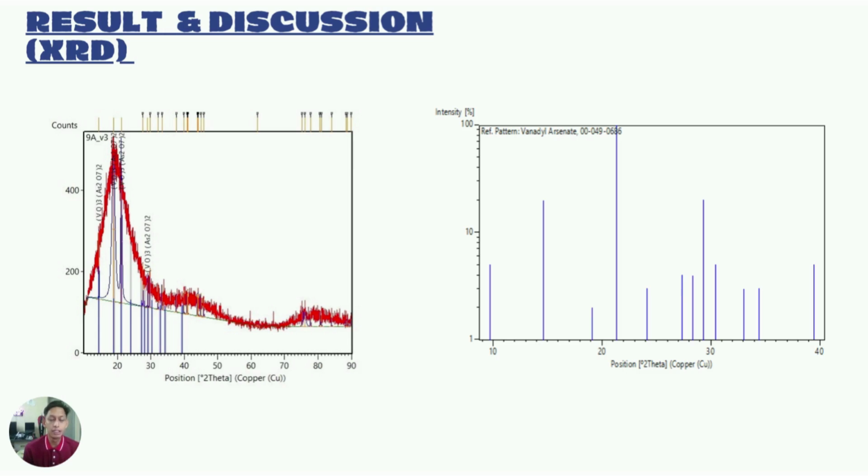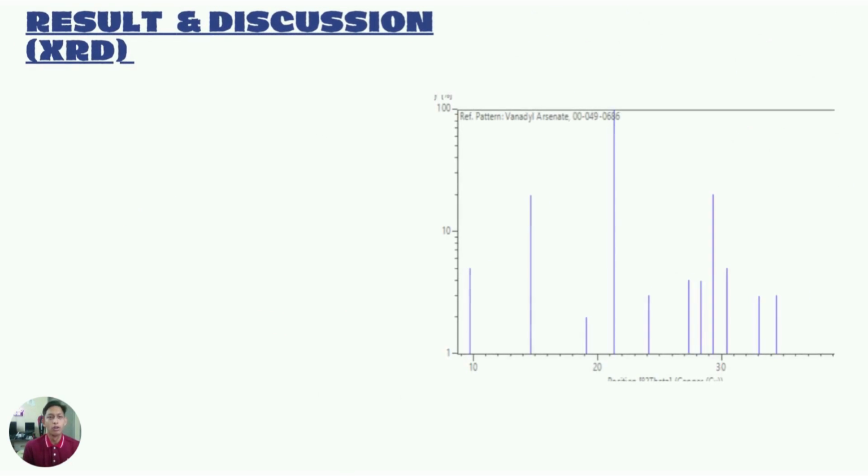It is prepared and completed by dehydration at 400 Celsius. From the graph, we can see that the highest peak intensity is at 2 theta equal to 21.342 respectively.